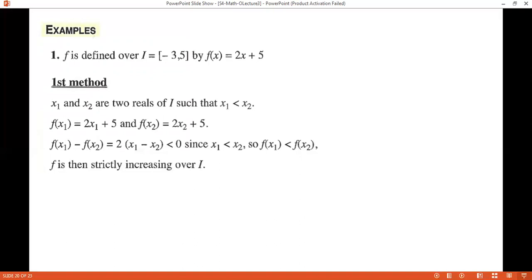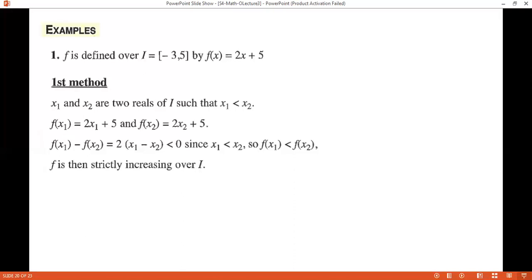If the subtraction is negative, then f of x1 is less than f of x2. If the subtraction is positive, then f of x1 is greater than f of x2. Okay? So I'm subtracting f of x1 minus f of x2. So I got 2 into x1 minus x2 because the 5s are cancelled out. But you know that x1 minus x2 is negative. Why? Because x1 is less than x2 from the beginning. That was our condition. So that's negative, then f of x1 is less than f of x2. So f is strictly increasing over I.